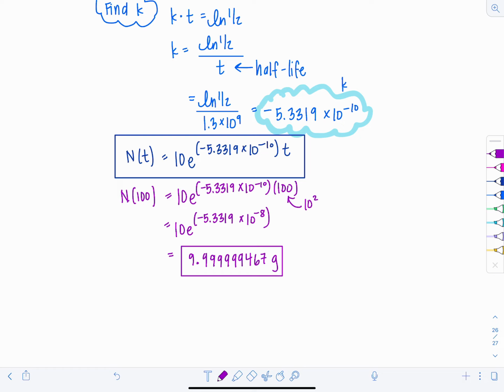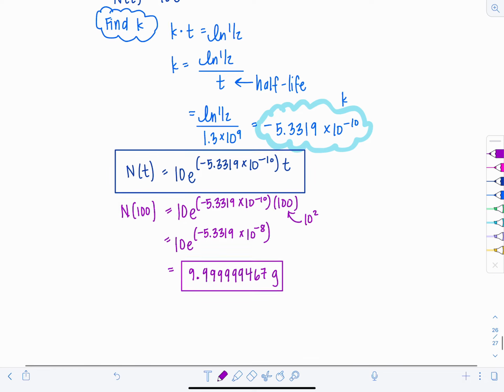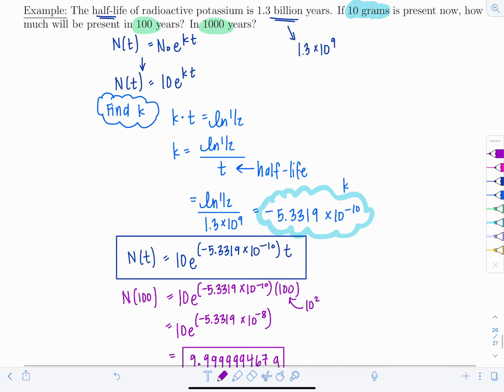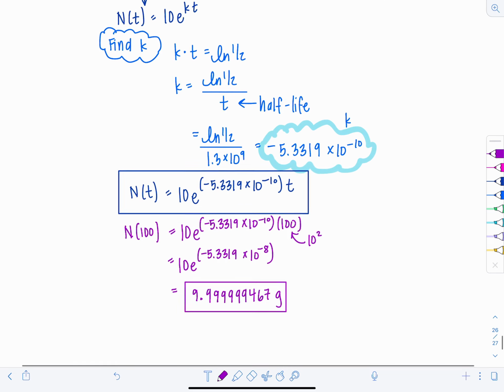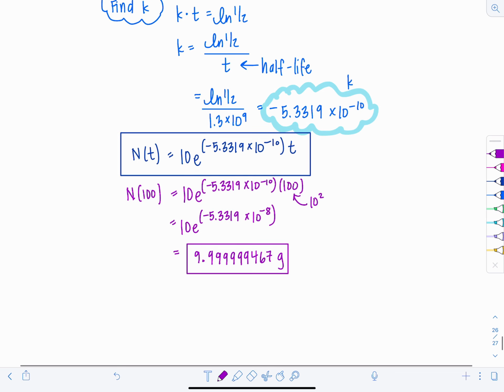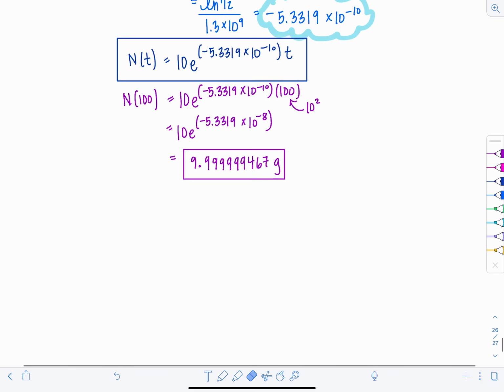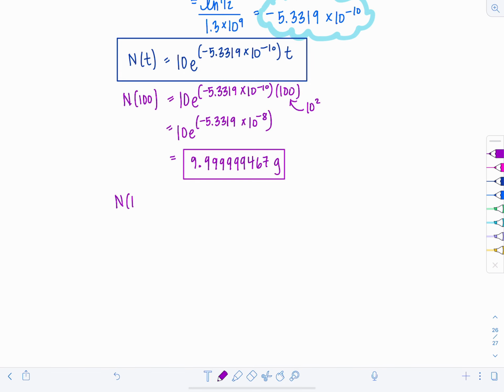Now stop and ask yourself, does this make any sense? So we started with 10 grams. The half-life is 1.3 billion years. So it will take 1.3 billion years for us to go from 10 grams to 5 grams. So if we've only gone 100 years into time, that's nothing compared to 1.3 billion years. So yeah, we should have pretty close to the original amount. I don't expect much to decay. And I don't think a whole lot's going to change if we do n of 1,000 either, right? So yeah, this answer is making sense. It's strange, but it makes sense.